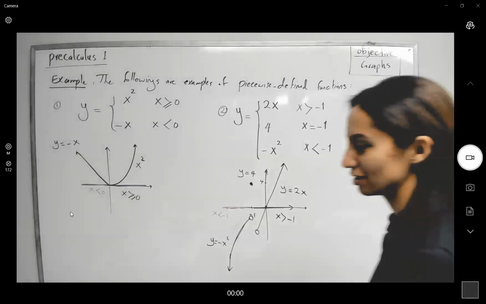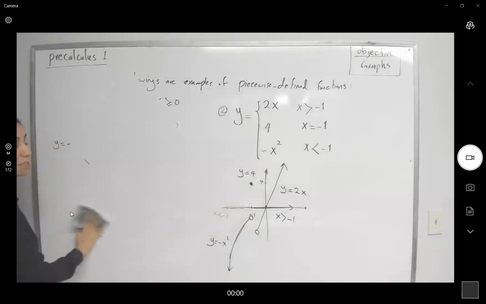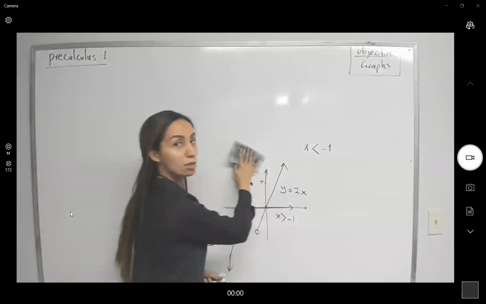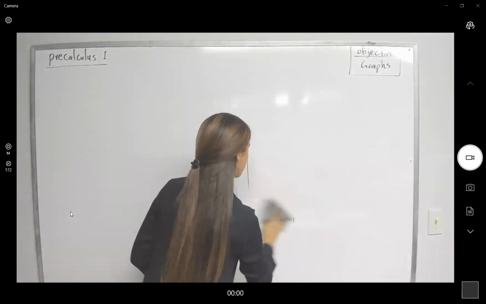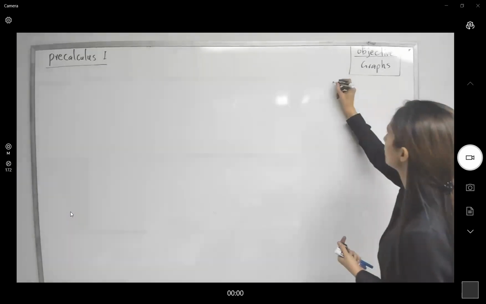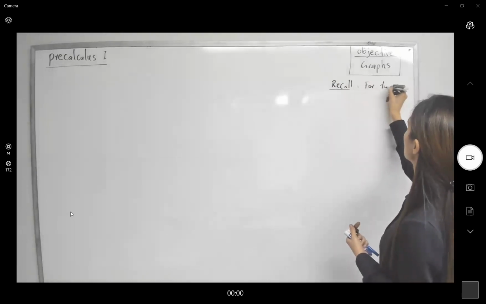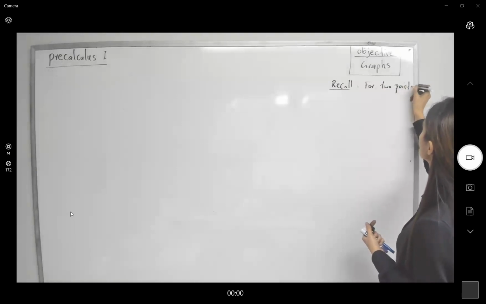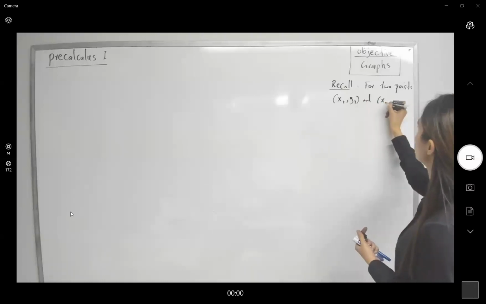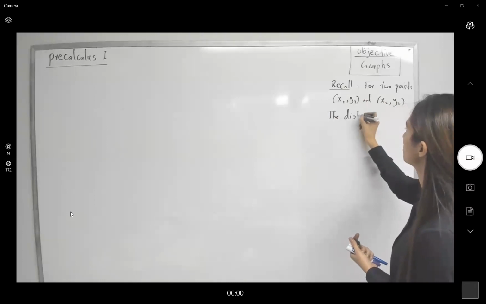Let us think about the definition of a circle and try to use the definition of distance that we learned before to write it mathematically, to model it mathematically. So first of all, recall that if you have 2 points, like x1, y1, and x2, y2, the distance is defined this way.